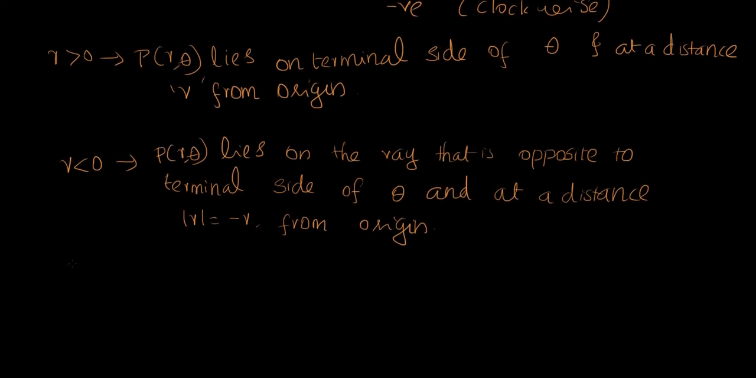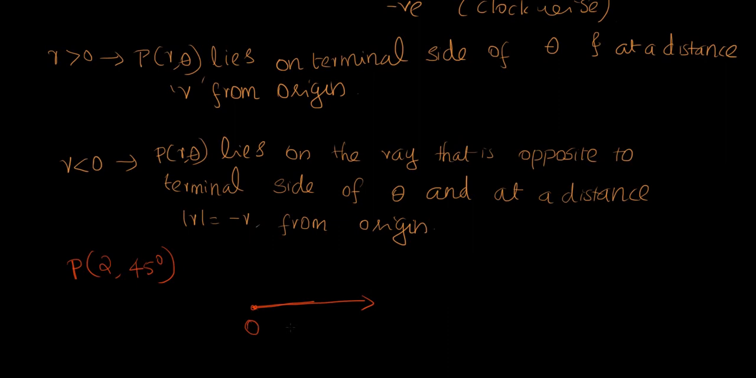Let's consider a problem, a point. Suppose this is a point P(2, 45 degrees), where r is greater than 0. What is the meaning of that? First of all, we need a polar axis. This is the polar axis.